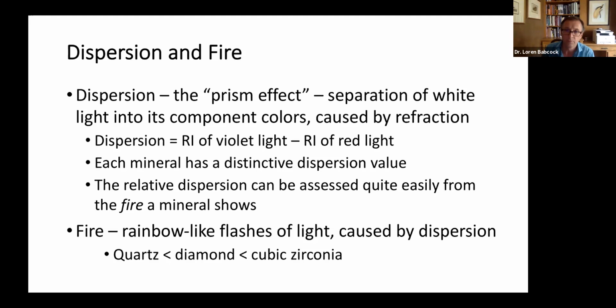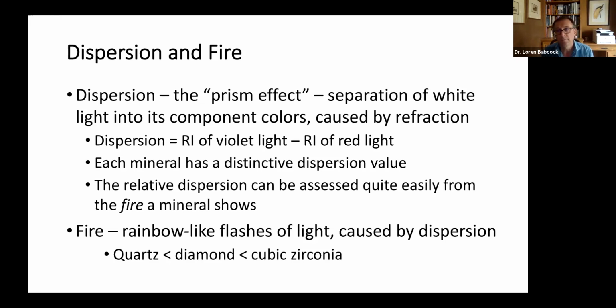When you pass light through glass, for example, the light separates into component colors, all the colors of the rainbow. And that's caused by the refraction that we talked about earlier. We know that violet light at one end of the visible spectrum bends more than red light. And so we actually measure dispersion as the difference between the refractive index, or the amount of bending of violet light, as compared to the refractive index, or the amount of bending of red light. And as it turns out, of course, each mineral has a distinctive dispersion value.